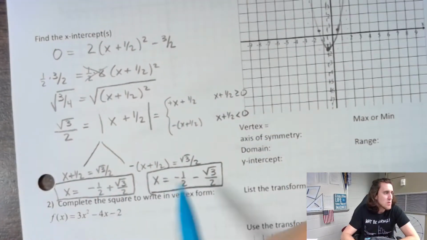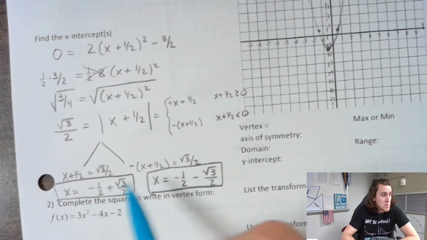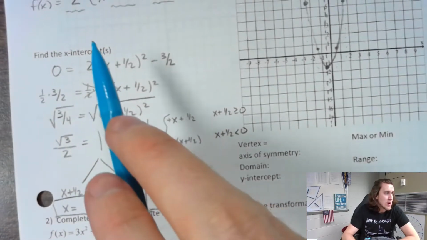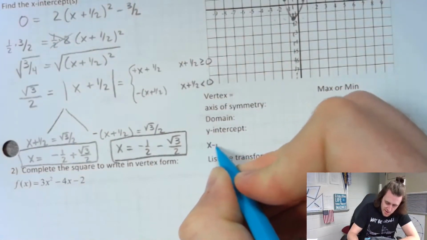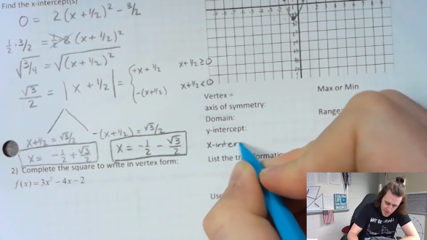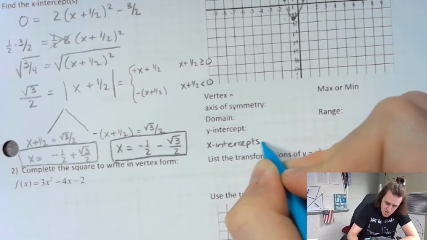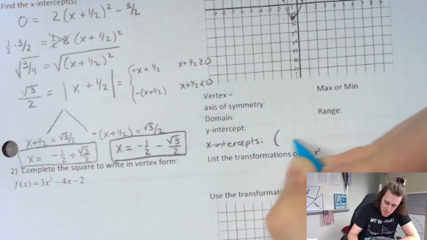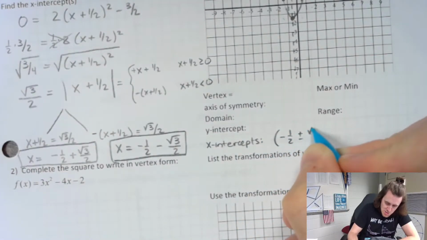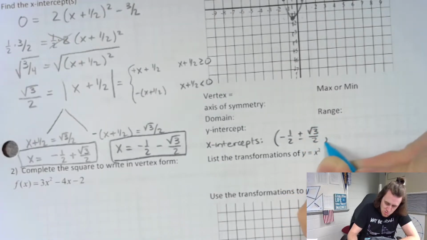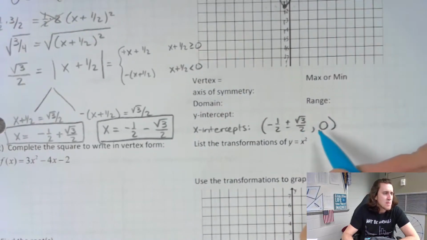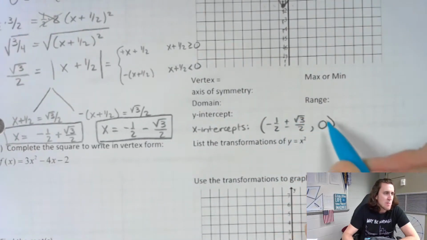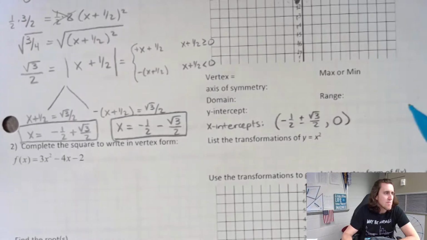Right, those are technically our two solutions. If you wanted to write them as x-intercepts, do that here, because I kind of ran out of room. Let's go down the page. We could say the x-intercepts are (negative a half plus or minus the square root of 3 over 2, 0). I always write them as points: an x value, comma, a y value.